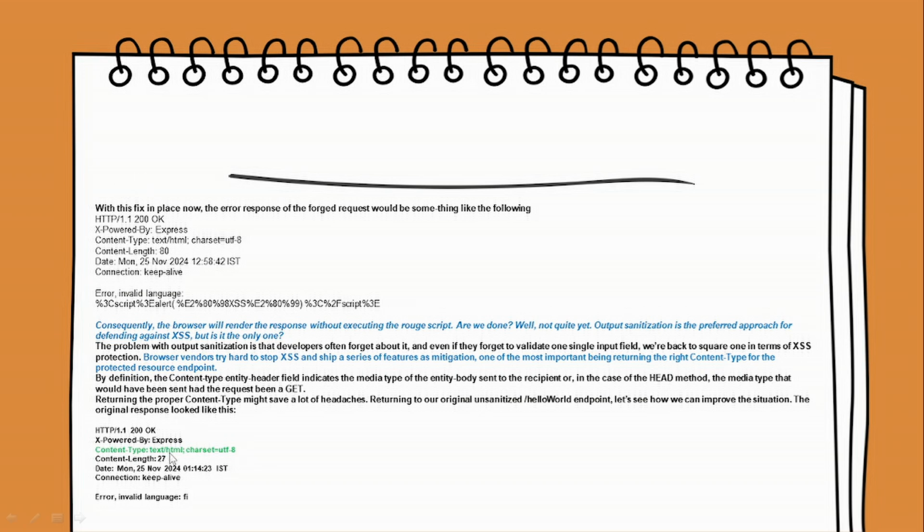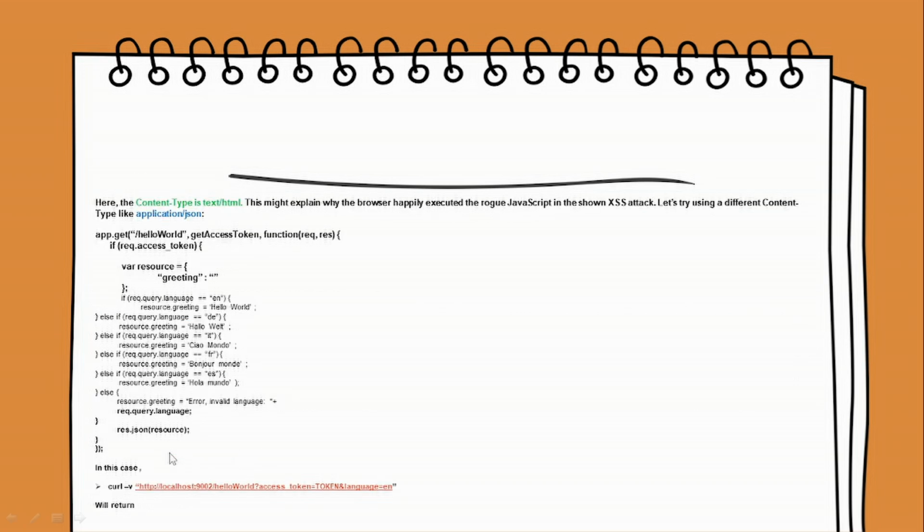Right. So now what we are trying to improve here is to use a different content type like application/json. In this, we need to make a change in our code: app.get /hello, the same resource, greeting is there, and then we have all the logic here for the condition with the request query language. But if it is an invalid language, then we have request.query.language, and we are just putting the result in JSON form, res.json with the resource in the brackets.